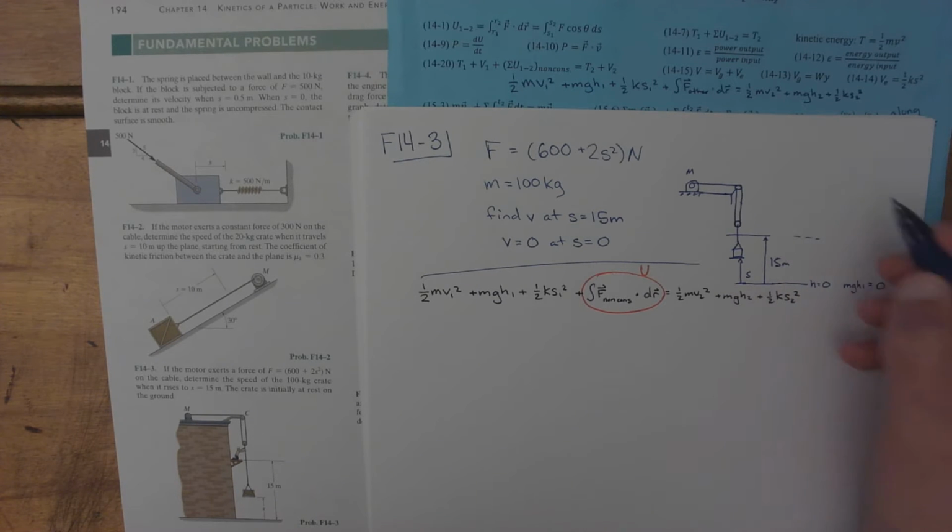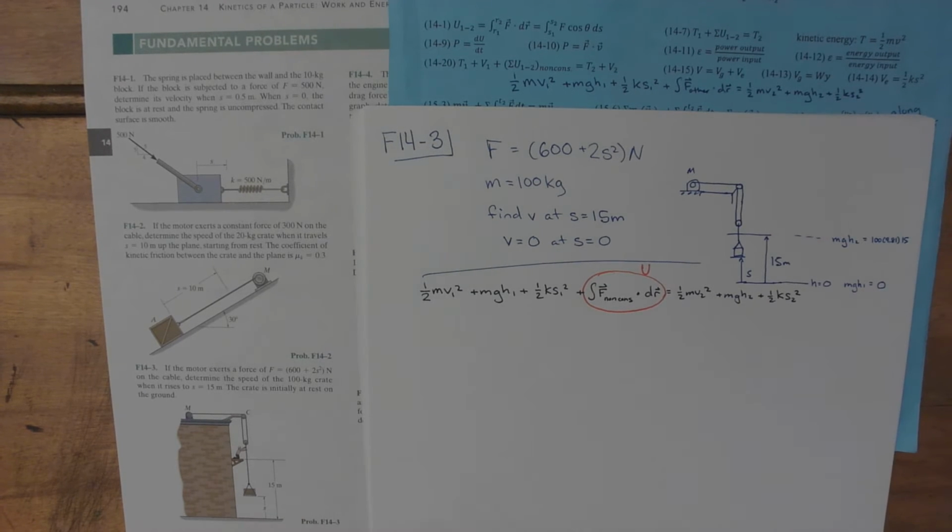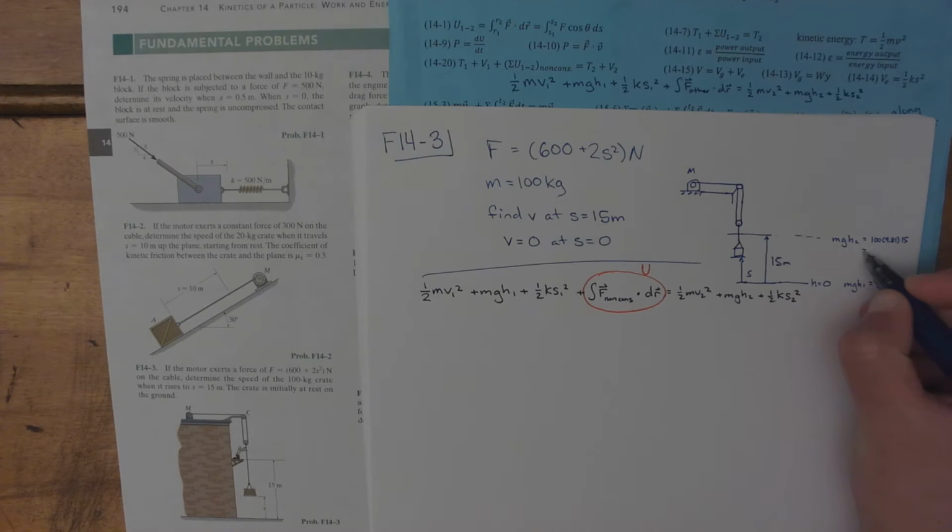And then when you're at 15 meters, you have mgh2, which is equal to the mass of the crate, which is 100, times little g, which is 9.81, times the height, which is 15 meters. And that gives you a gravitational potential energy of 14,715 joules.